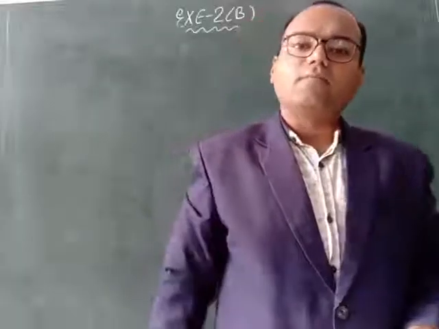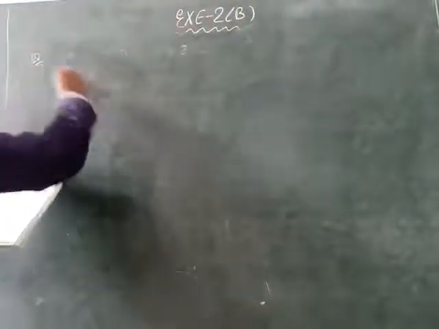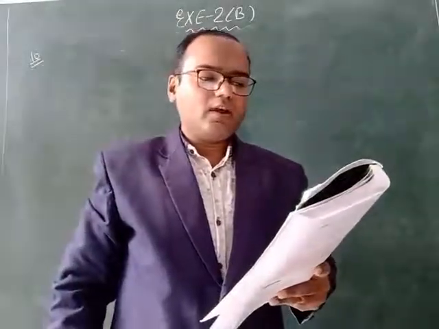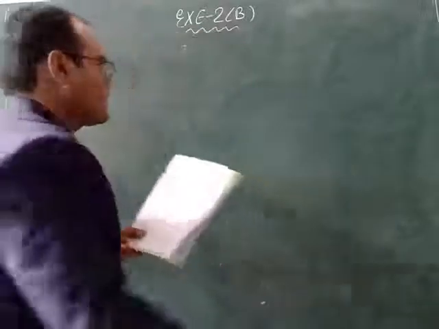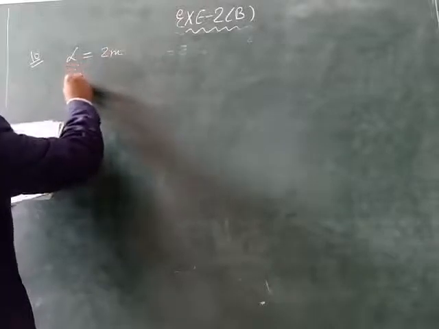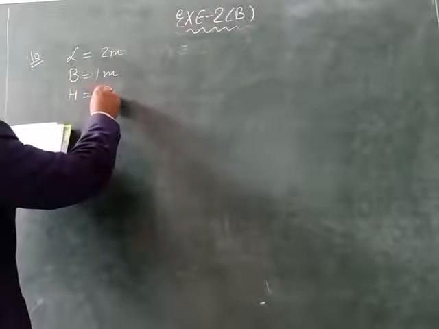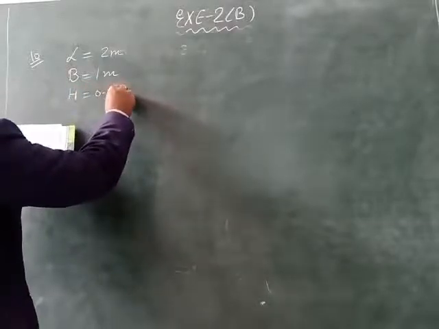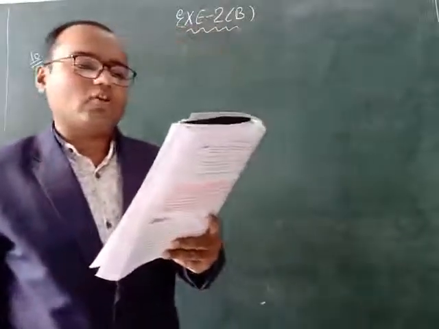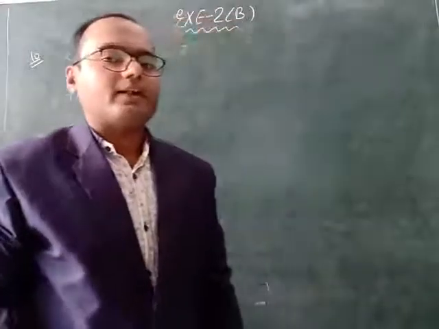Now all of you see question number 10. Question number 10. A cuboidal box is 2 meter long. So length is given, 2 meter. Broad means breadth. Breadth is also given, 1 meter. Height is also given, 0.5 meter. So length, breadth and height, these three things are given, and we have to find the cost of painting its outer surface. We have to find the cost of painting the surface.